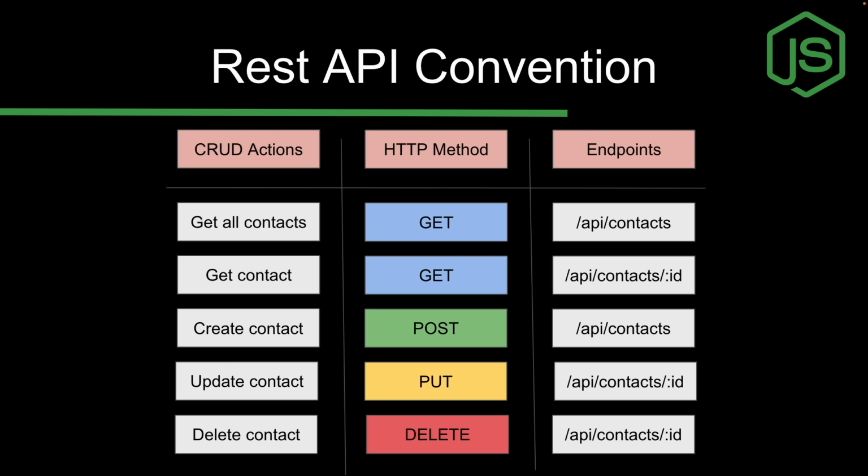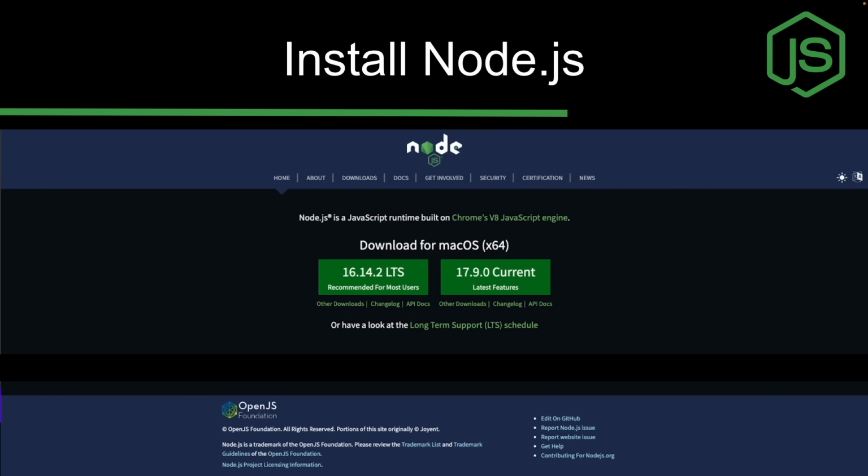And to start with this application, we need to install Node.js on our machine. So I already have Node.js installed on my machine, and if you want to install it, then you can go to the official documentation of Node.js, and then you can simply install the current version or the recommended version for most users. Now we will also need Visual Studio Code, so you can download Visual Studio Code from the official website.